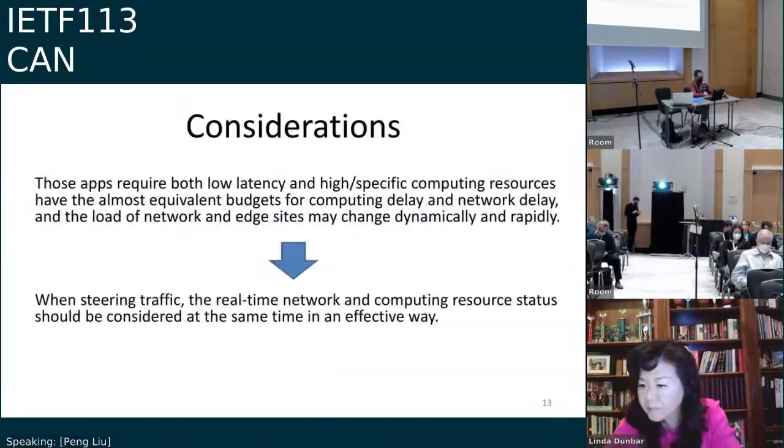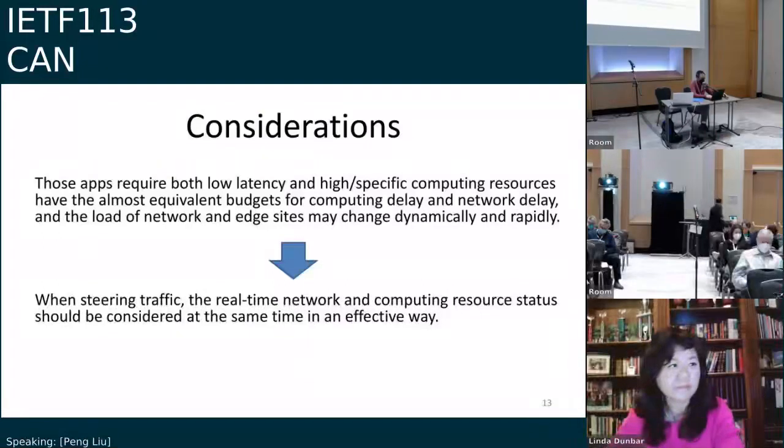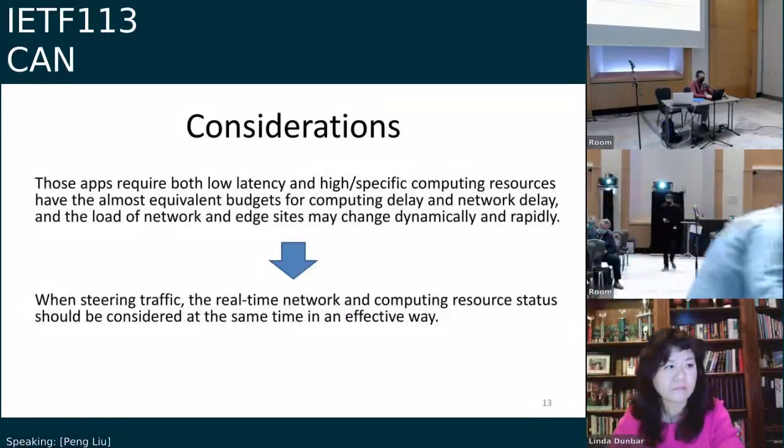Yes. Here is the second consideration: those apps require both low latency and specific computing resources, and have almost equivalent budgets for computing delay and network delay. And the load of the network and the edge sites may change dynamically and rapidly. So when steering traffic, the real-time network and computing resource data should be considered at the same time in an effective way. Okay, next.